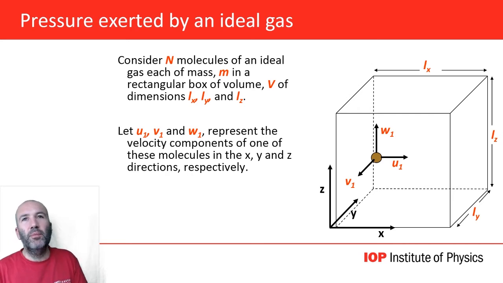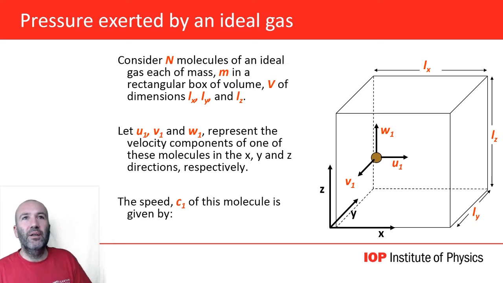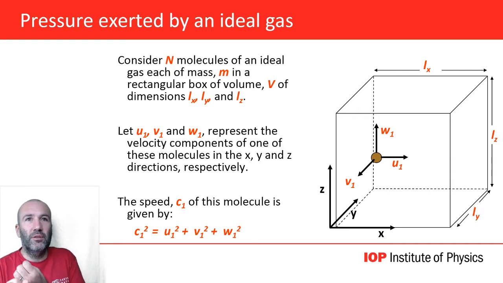So my little molecule can be moving in the x, the y, or the z direction. And so by convention, I'm going to use u, v, and w for the velocities. This is a fairly typical way of dealing with velocities in x, y, z. So the speed of this molecule is going to be given by the square root of u squared plus v squared plus w squared. I'm just using some simple Pythagorean mathematics.